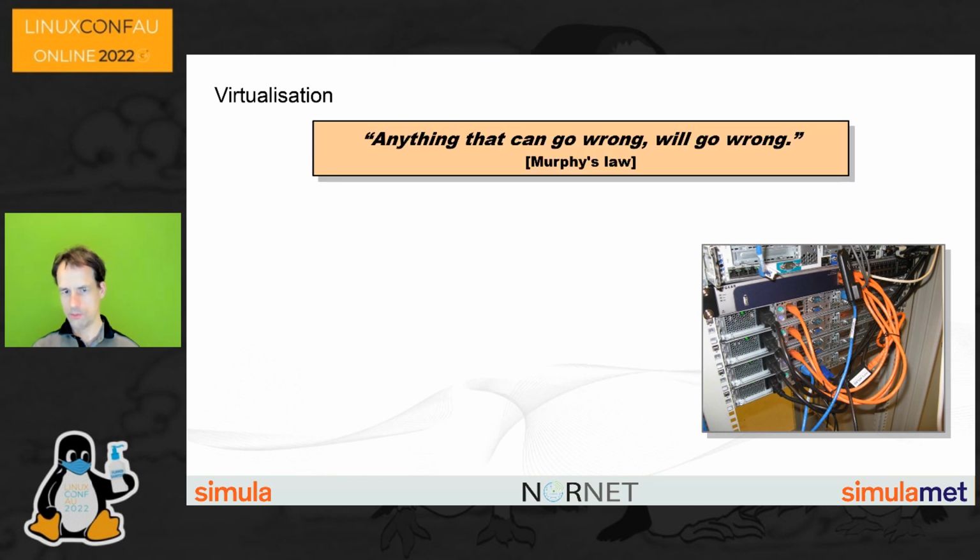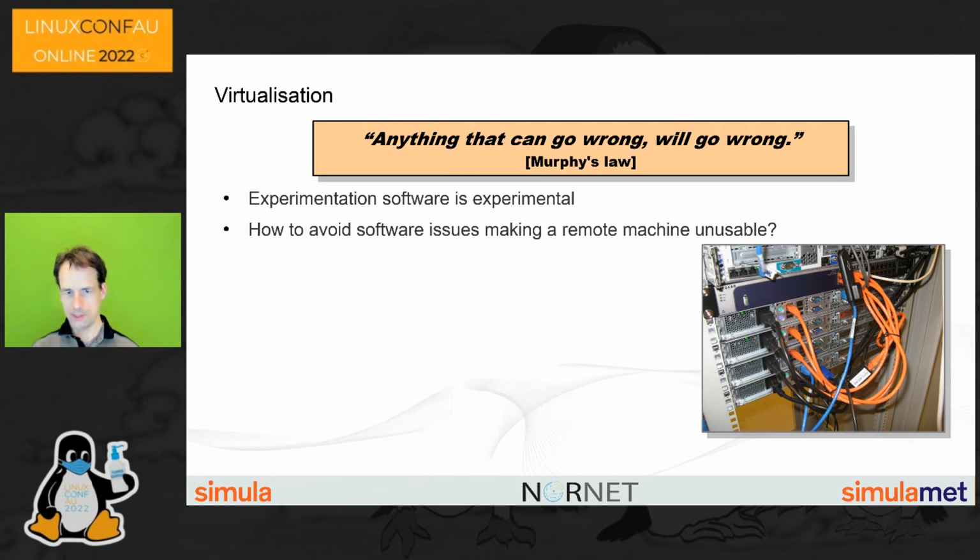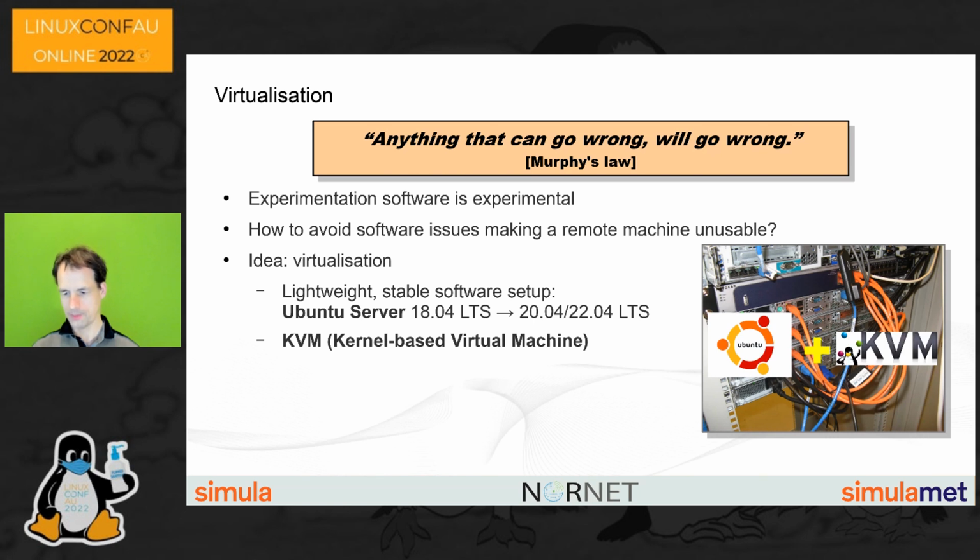And things can go wrong because we have experimental systems and there's Murphy's Law. Anything that can go wrong will go wrong. So how can we avoid that experimental software brings down our infrastructure so that somebody has to go to the remote site and do some maintenance work? Well, the idea was then to use virtualization. So actually, our server setup consists of a very lightweight setup of Ubuntu Server LTS. LTS is the long-term support version of Ubuntu with 5-year support. So therefore, it's quite stable and quite well maintained.